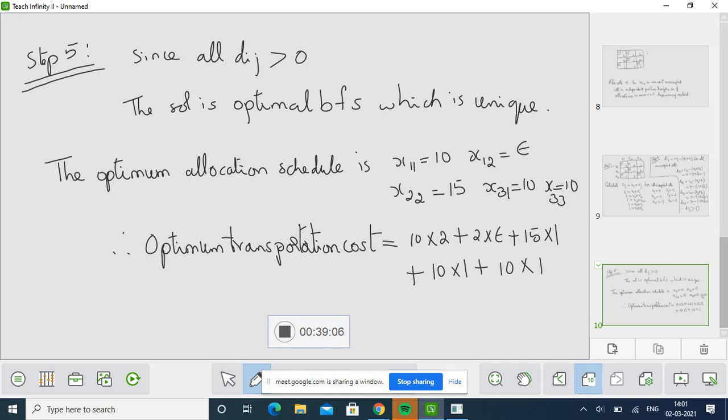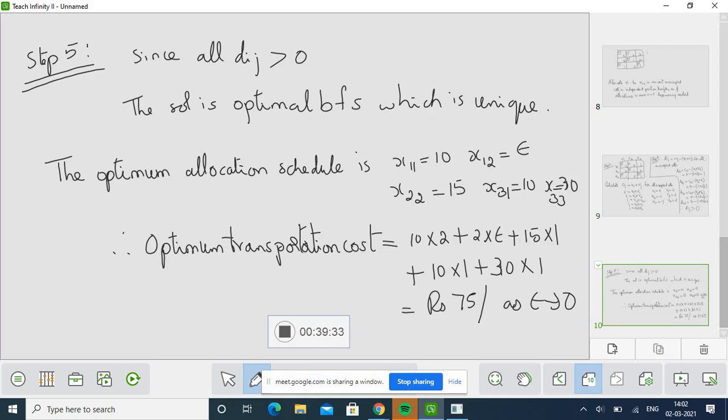X33 is 30. So this would be 30. So this will also be 30. Right. So 20, 30, 50, 15, 10, 75. So this is going to be rupees 75, as epsilon is very negligible and tends to 0. Okay. So our optimum transportation cost is 75.